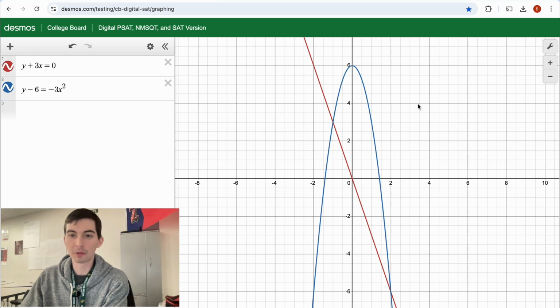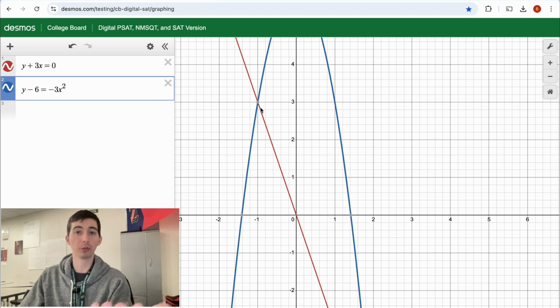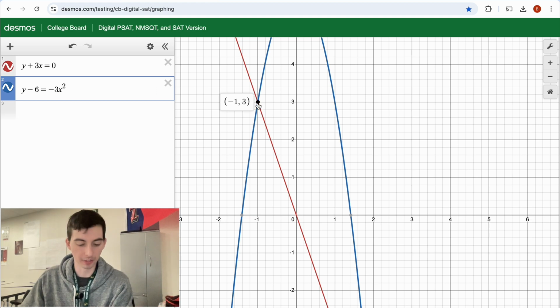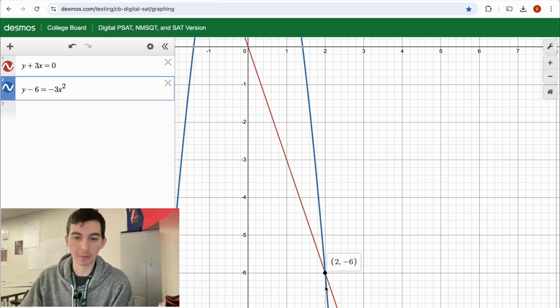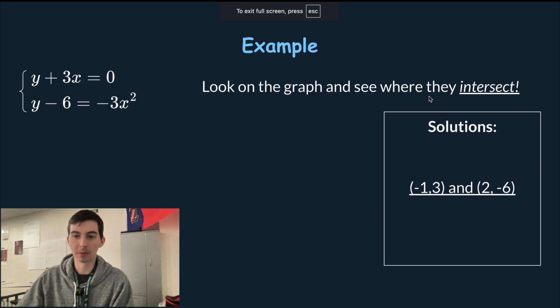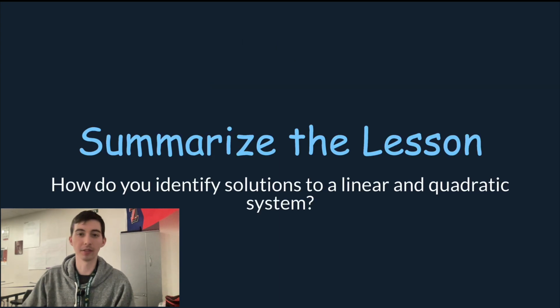And so now Desmos will even help us out a little bit, and they give us these dots here that are kind of clues. And so we know that solutions are wherever the line and the quadratic meet. So I can click on this dot here, and I see my first solution is going to be at negative 1, 3. And if I come down here, I can click on my second solution is at 2, negative 6. So we can write this in our box. They're at negative 1, 3 and 2, negative 6, because that's where the line and the quadratic intersect on the graph. And that's really all there is to this lesson.